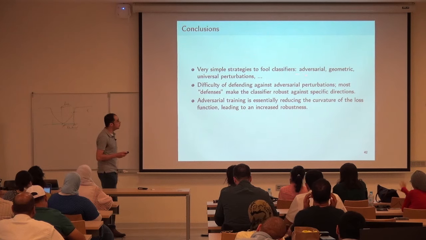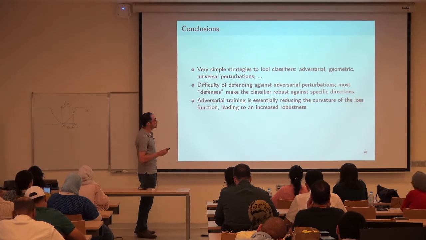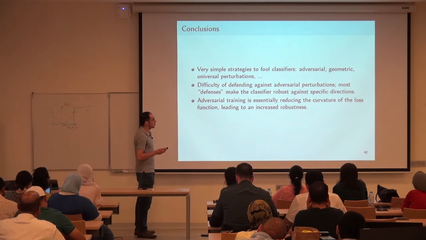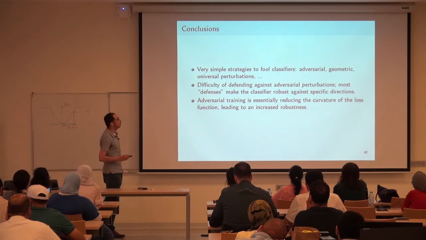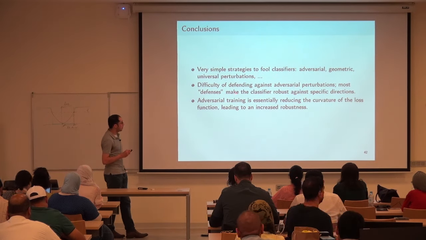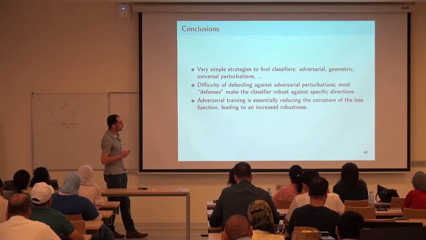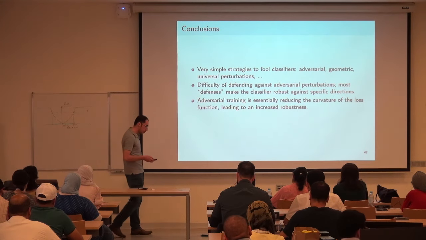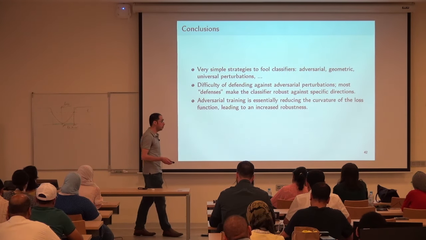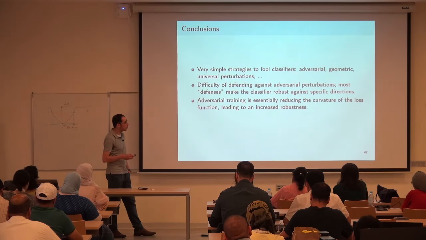Now, I guess it's time to conclude. The main takeaways are that there are very simple strategies to fool your classifiers. There is adversarial, geometric, universal; really most of the things you can think of work well to fool your classifier. On the other hand, defending against adversarial perturbations is a hard task. Most defenses that were proposed really make your classifier robust against just a specific direction or specific algorithm. But what we really want and what we are really after is robustness against all methods.